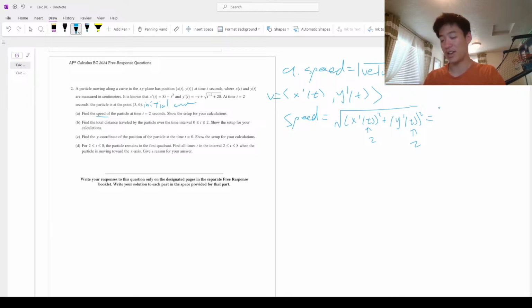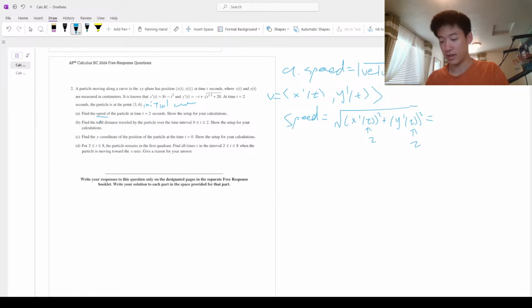Oh, you should probably put this in your y equals, because if you're looking ahead, it asks for the total distance traveled in part B, and the total distance traveled is the integral of this speed. So you're going to want to save this in your graphing calculator so that you can reference it. So you're going to want to put the square root of 8x minus x squared, and that's all squared, and then plus negative x. Well, it's t, but in your calculator it's x.